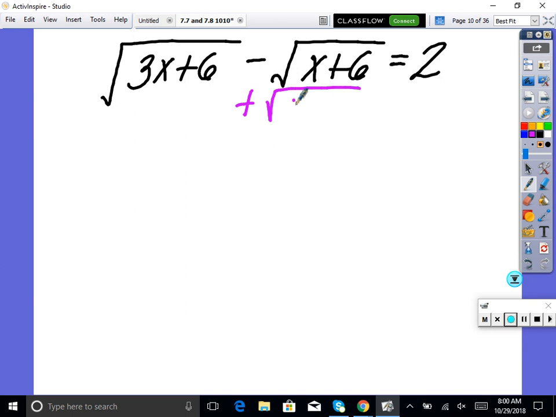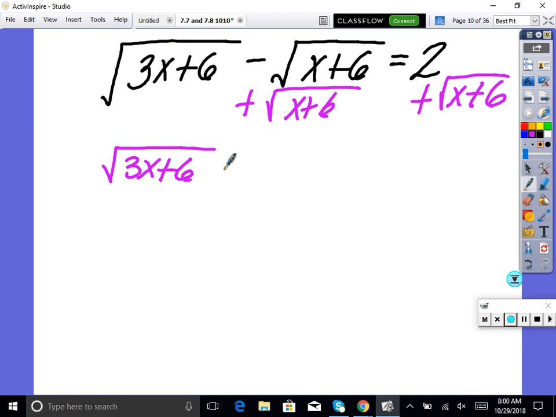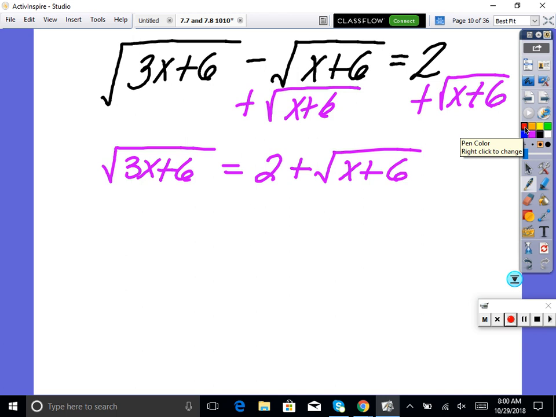So I'm going to add the square root of x plus 6 to both sides, add root x plus 6. So now on this side, I'd rewrite it. You have the square root of 3x plus 6. And over here, be careful because we actually have 2 plus the square root of x plus 6. Now what you're going to say is, to undo a radical, don't we need to undo a square root? Don't we square both sides? Yeah? So we got to square this side. Now there's 2 terms here. This has to have parentheses, and we got to square this side.